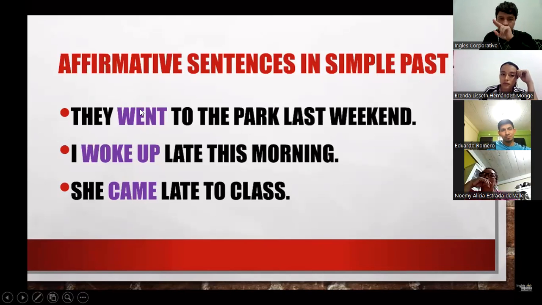Los irregulares, los que vemos aquí exactamente son irregulares, chicos, porque su estructura ha cambiado completamente. ¿Por qué? Went es go, ¿verdad? Y si se dan cuenta, nada que ver con go. Es totalmente diferente la palabra. Es por eso que es irregular, ¿ok? So we have this one. They went to the park last weekend.